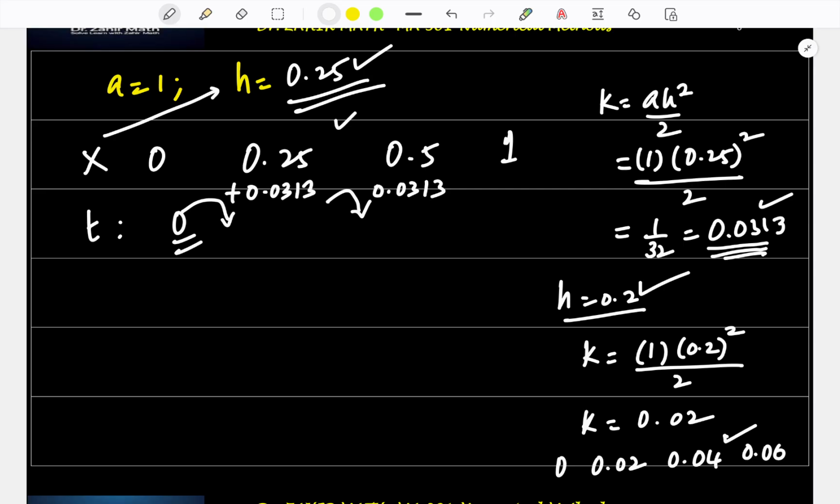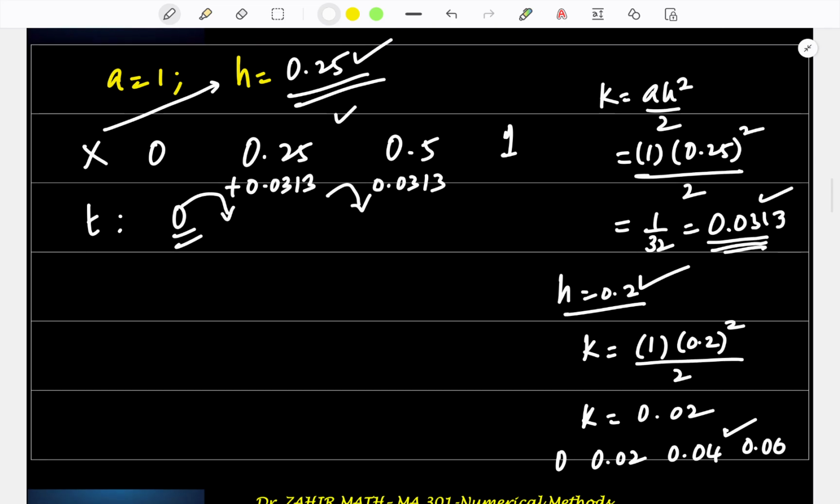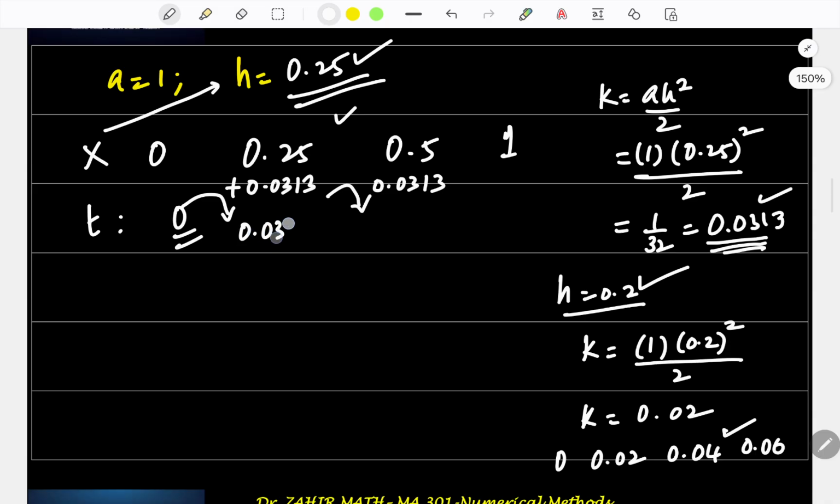0.0313. Let me find out again this value. 0.25 whole square divided by 2, which is equal to 0.0313. Right, let me choose the values. I'm going to add all these things, which is 0.0313 plus again add it 0.0626, again added 0.0939, again added 0.1252, right? In this way t value starts.